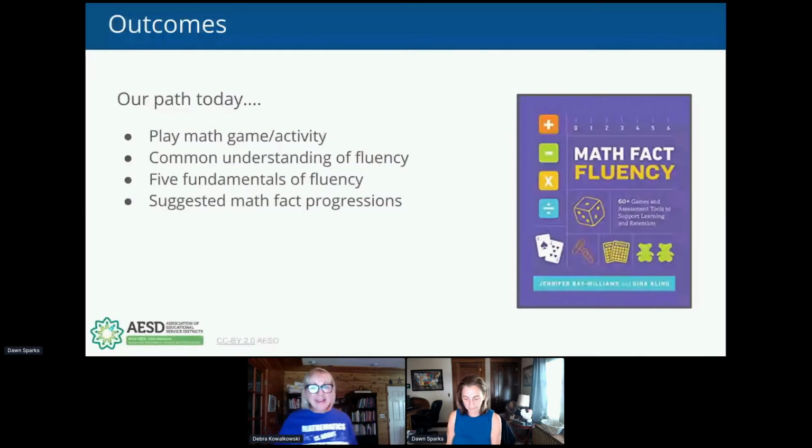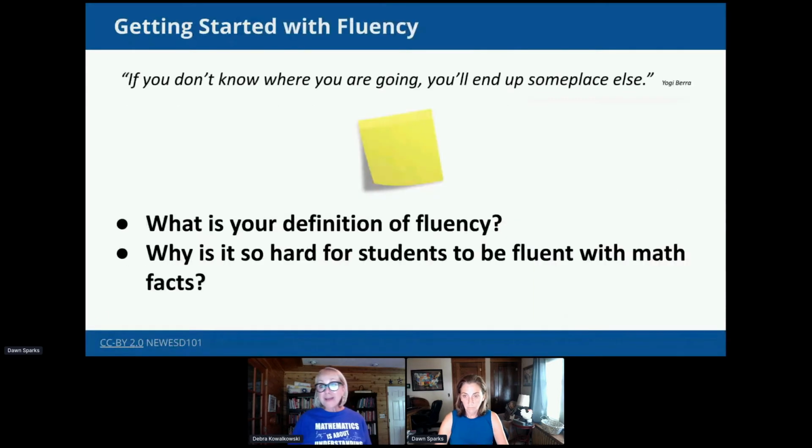Okay, and I think that, Dawn, brings us to our very first thing we're going to ask folks to do. And this is where you would want a piece of any scratch paper that you have, and some writing instrument handy. The reason is that we know the importance of having a more common understanding of what fluency is. Because if we don't know what fluency is, I love the Yogi Berra quote: if you don't know where you're going, you'll end up someplace else. And that is so true, not only with math facts, but with everything else we teach.